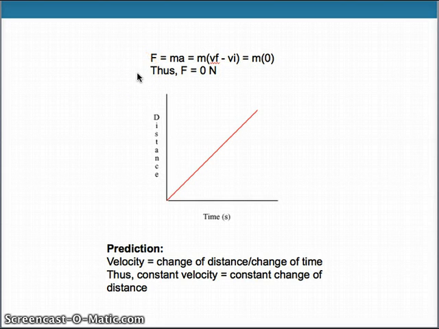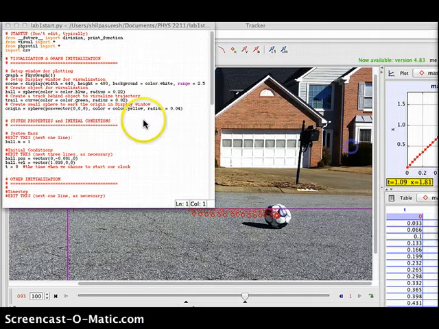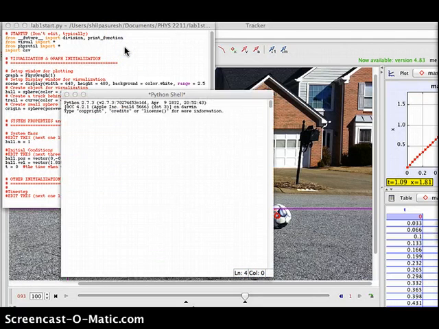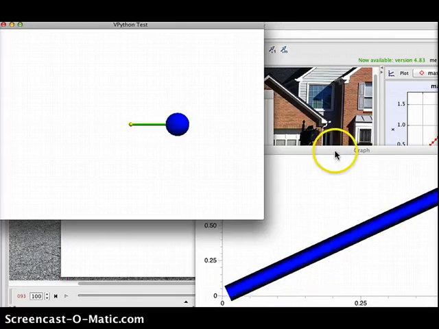Given that the object is moving at a constant velocity, the acceleration on the object, which is equal to the object's change in velocity, Vf minus Vi, is 0. Thus, the net force, according to Newton's second law, is also 0. Subsequently, it could be predicted that the distance versus time graph of the object will follow a linear trend. A computational model of the object is then created using VIDLe. The model creates a plot based on the predicted movement.